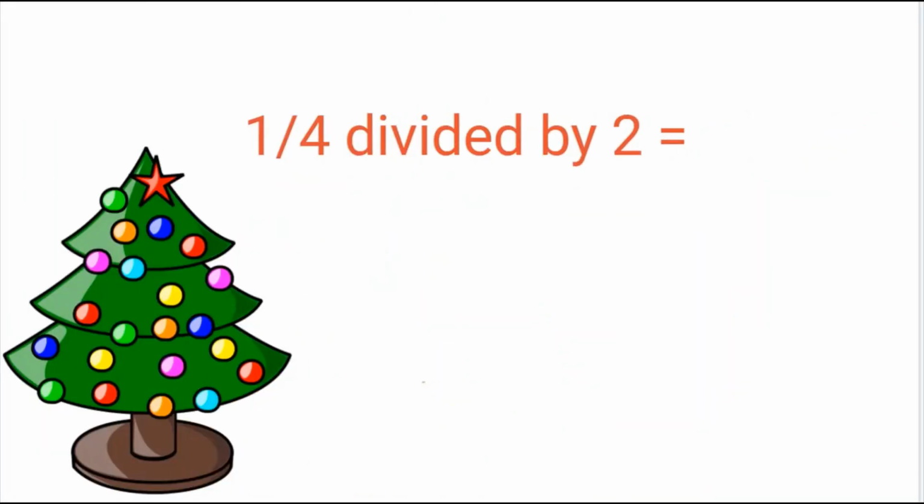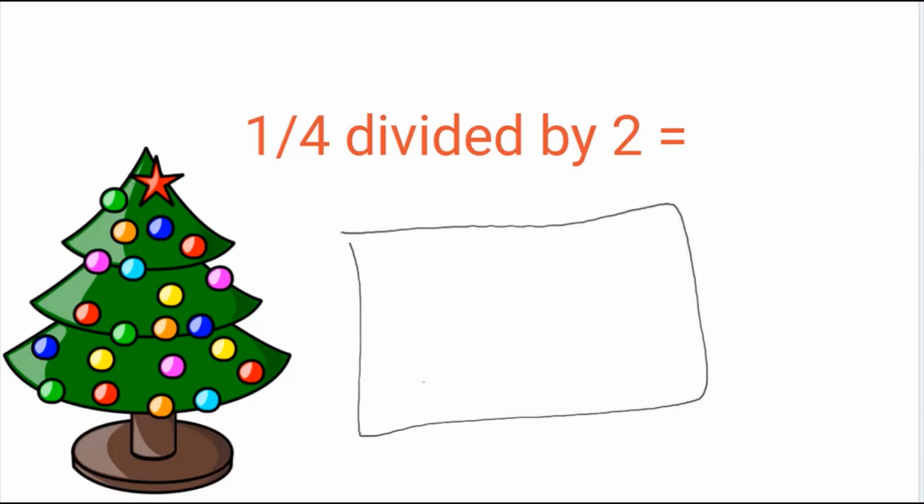Our next problem is 1/4 divided by 2. So just like before, you're going to look at the dividend. And this time our dividend is a fraction. So whenever your dividend is a fraction, you're only going to make 1 rectangle.